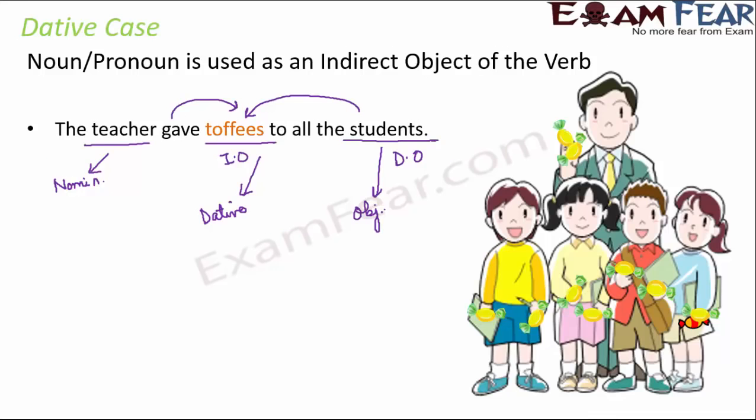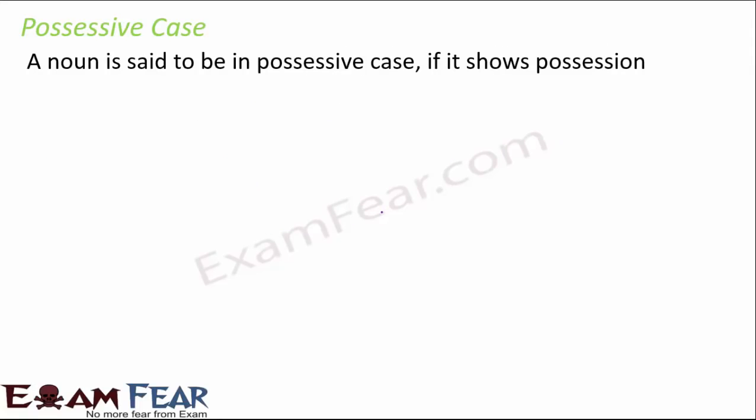Simple, right? Okay, so now let's move on to the fourth type of case, that is possessive case. A noun is said to be in possessive case if it shows possession. What is possession? Possession is more about ownership, like a particular thing belongs to me, a particular thing belongs to Shweta, a particular thing belongs to her. So this belonging or ownership is what we call possession.